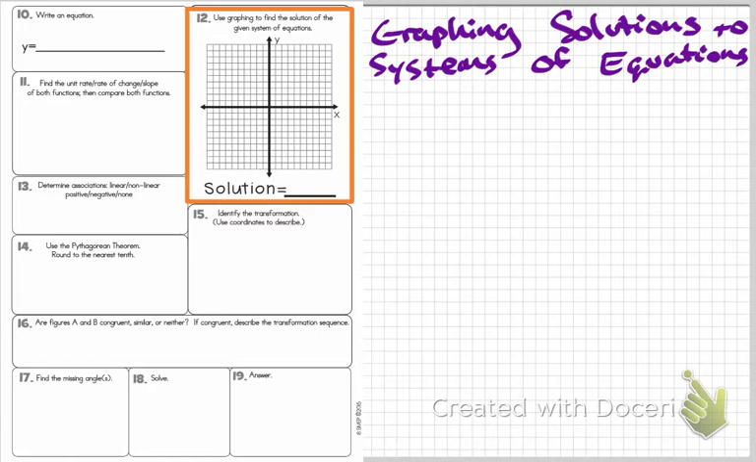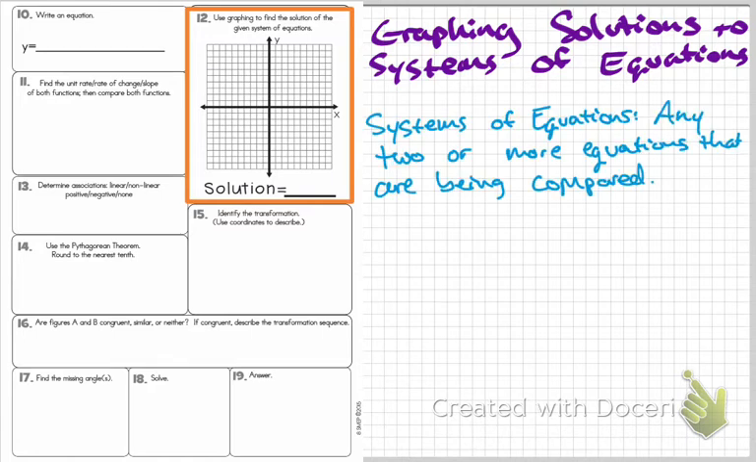done some graphing. First, we want to define the term systems of equations, and systems of equations are simply any two or more equations that are being compared with each other. Now, in this particular question, we are most often and most likely going to be working with linear equations, but remember that this is the comparison of any two equations with each other, so it is possible to see some things that are not linear equations.